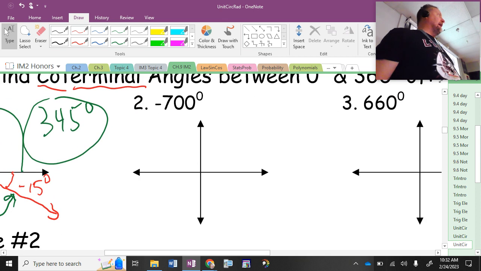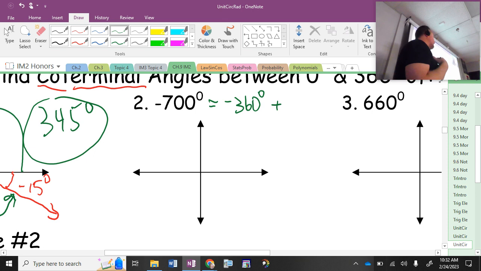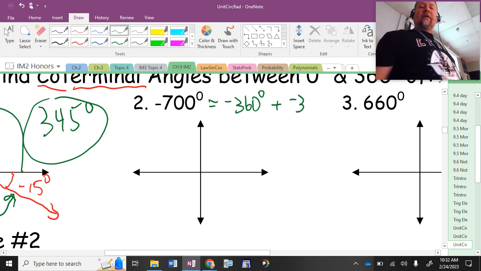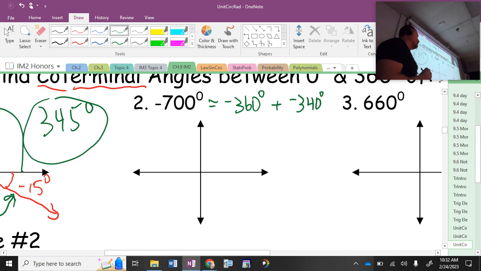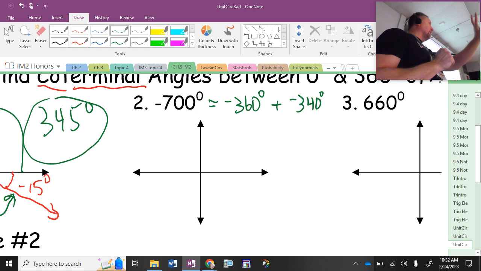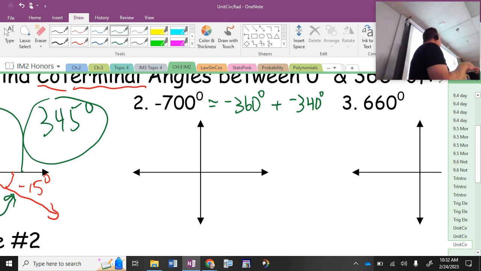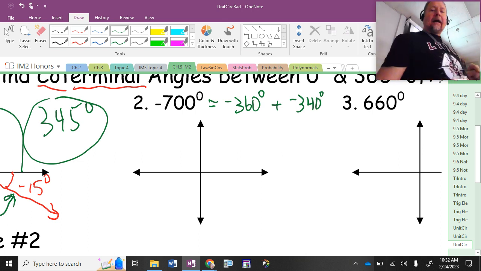So that tells me the next one. Well, let's draw negative 700. Negative 700 is negative 360, and then I've got to do some calculating. Negative 660 is another negative 300. I got it. It's negative 340. So after I draw that, what quadrant does negative 700 land in? 1, 2, 3, or 4? 3, 2, 1, go. 1. Not 4. 4 would be the only acceptable bad answer. I don't know why we would say 2 or 3, but you've got to go clockwise.